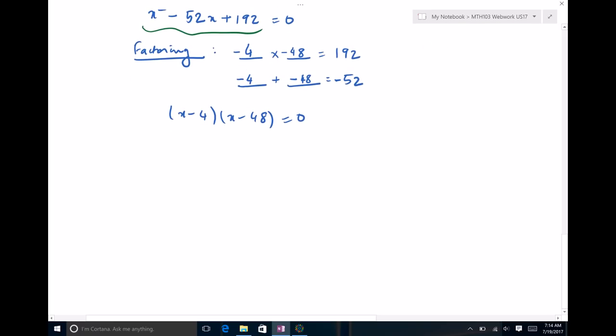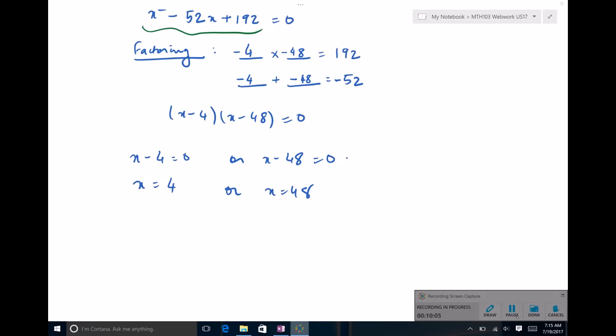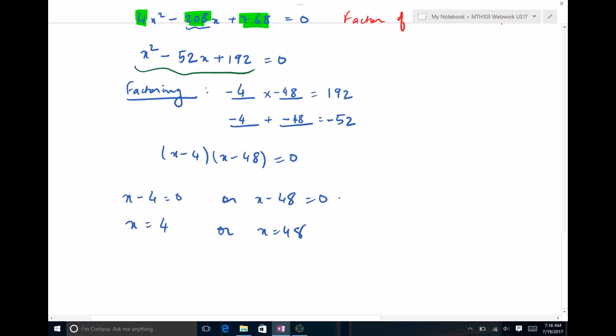So I have two possibilities. x minus 4 equals 0 or x minus 48 equals 0. And that tells me that either x is equal to 4 or x is equal to 48. Now it looks like there's two possibilities for x. x is either 4 or x is 48.